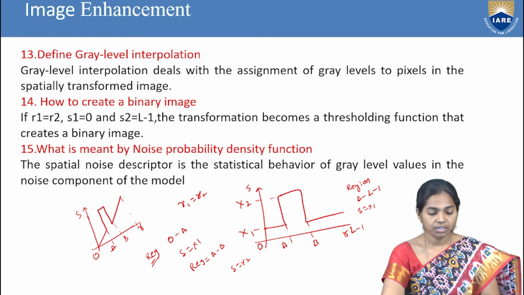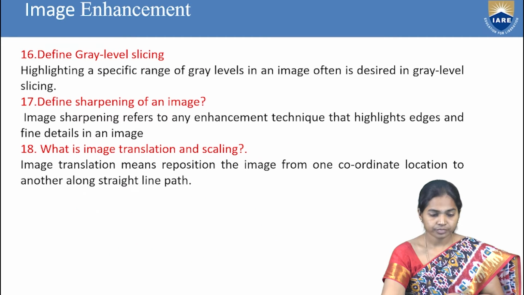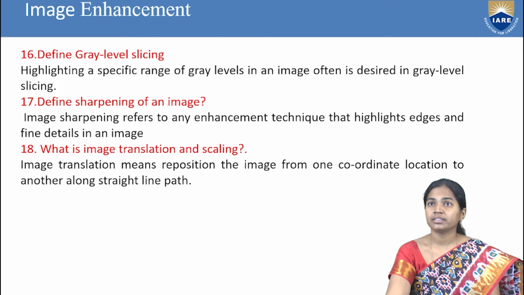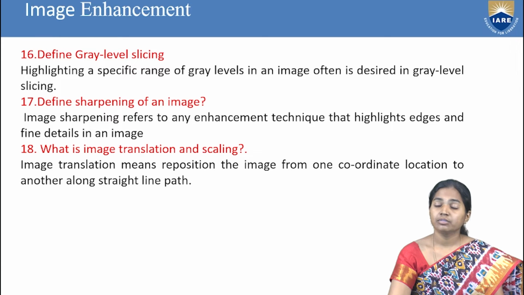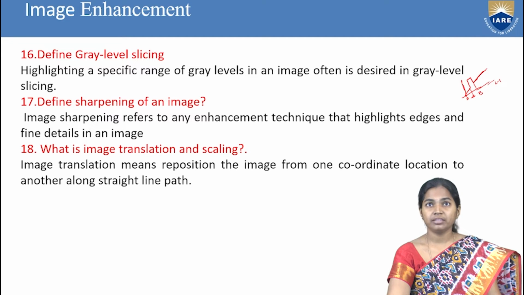And what is meant by noise probability density function? Here, the spatial noise descriptor is the statistical behavior of gray level values in the noise component of the model. Define gray level slicing. In gray level slicing, highlighting a specific range of gray levels in an image is often desired. Here the regions are 0 to A, A to B, and B to the maximum gray level value L minus 1.